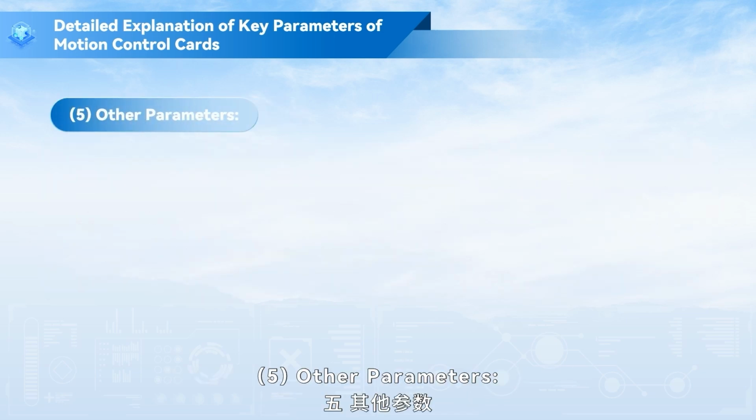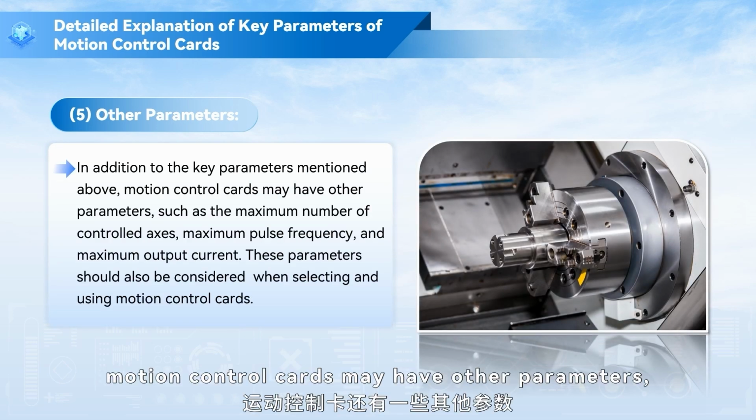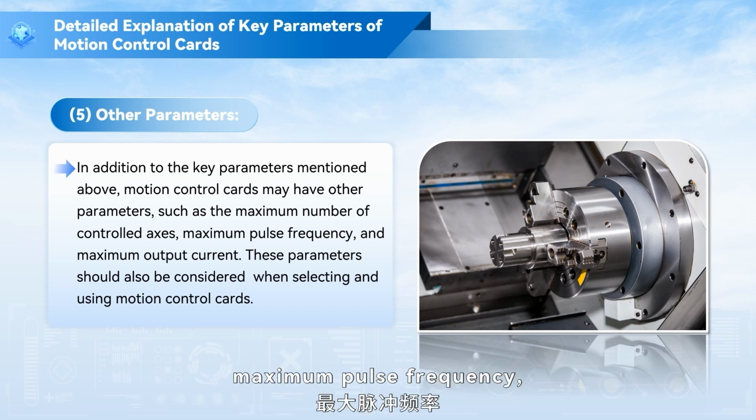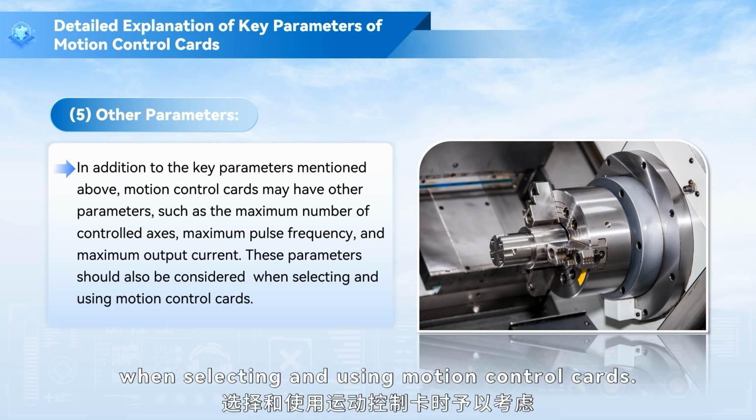5. Other parameters. In addition to the key parameters mentioned above, motion control cards may have other parameters, such as the maximum number of controlled axes, maximum pulse frequency, and maximum output current. These parameters should also be considered when selecting and using motion control cards.